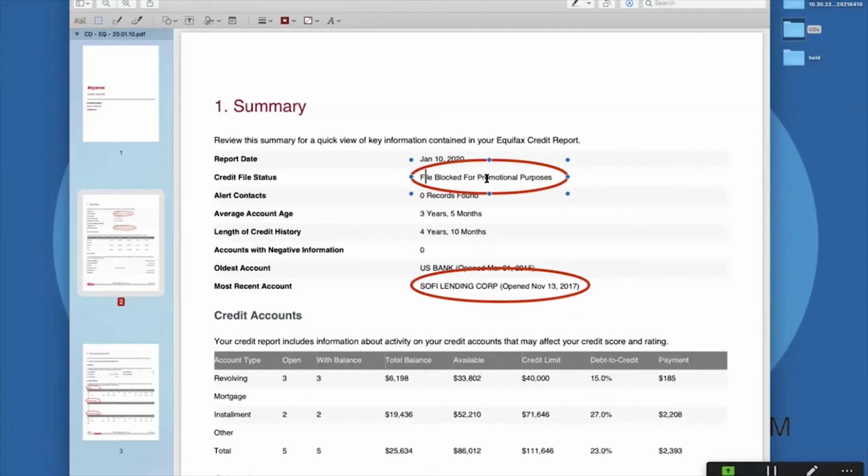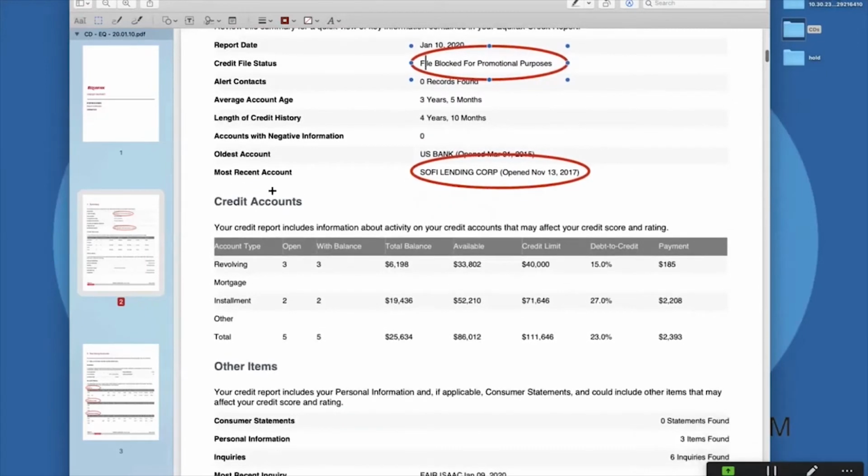Now, there is also, notice it gives you the average age of the account, the length of the history. So this is a younger file. It shows the oldest account as U.S. Bank, but the most recent account as this SoFi Lending Corporation. So it's giving you kind of the oldest and the youngest, and then what the average age is.